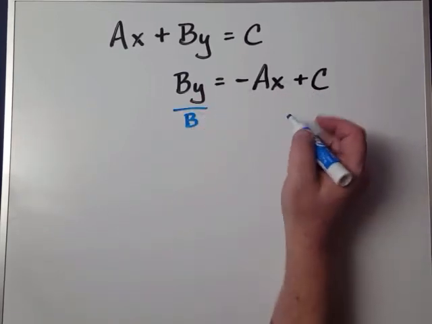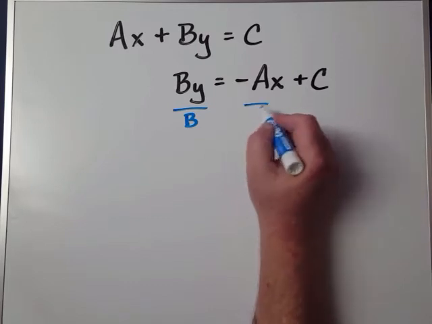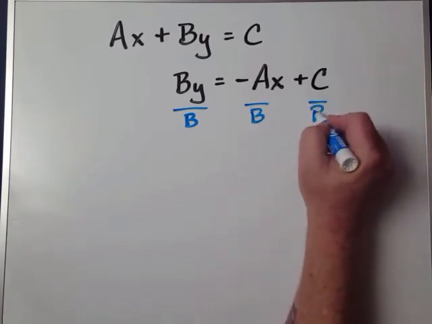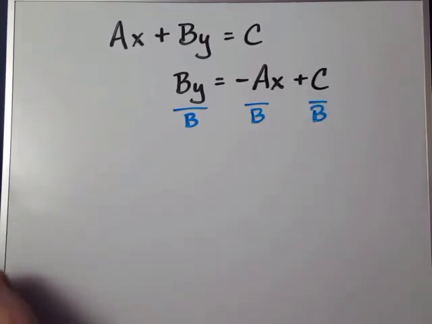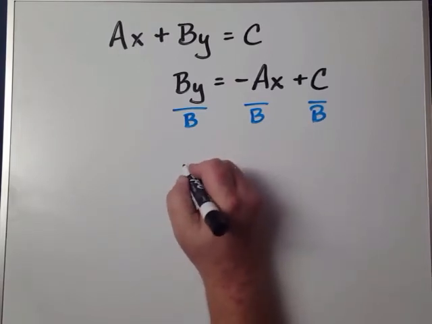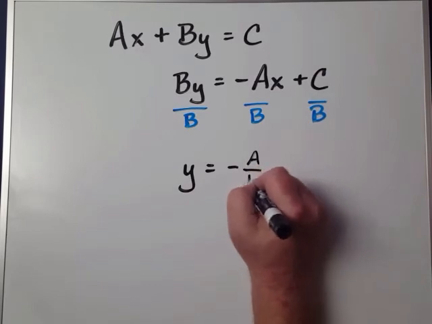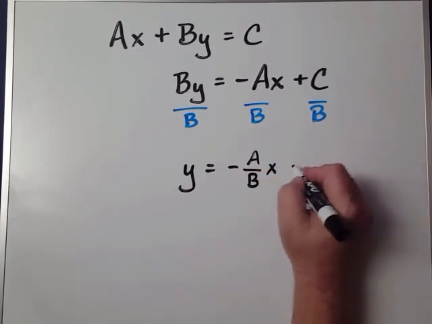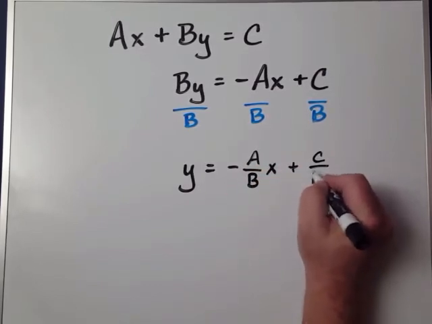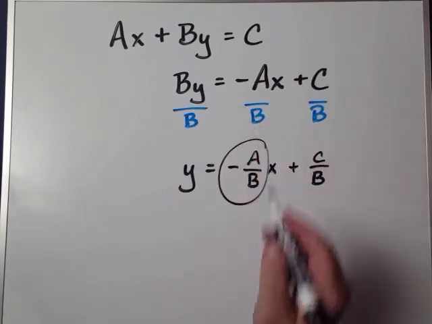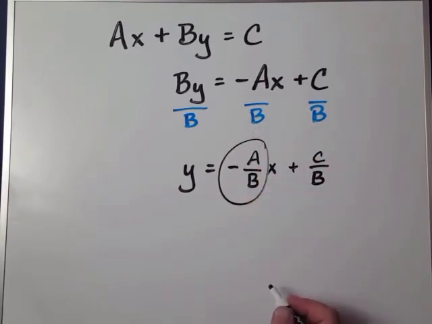To divide both sides by B is what? We can distribute and say that means to divide every term by B, which gives me y equals negative a over b times x plus c over b. And look at that right there. The slope of this line is negative a over b.